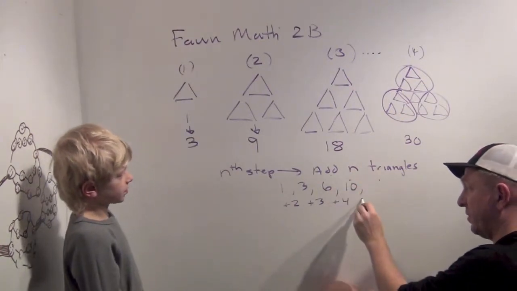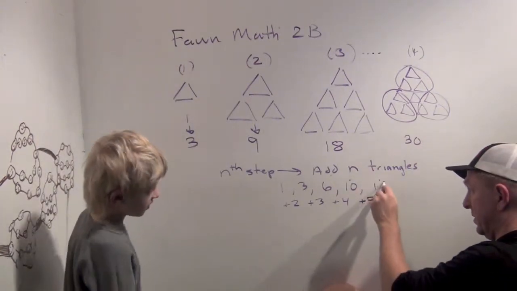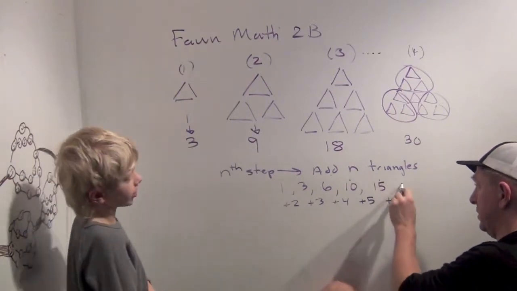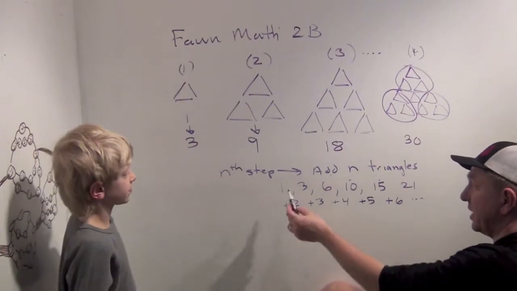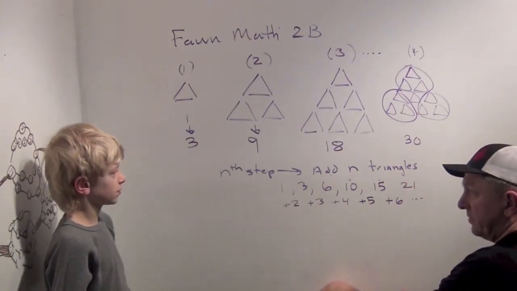So this is the fourth step, so we would add plus 5, and where would we end up? 15. Okay. Then plus 6. 21. Okay. Plus 7. Good job. So now you're understanding how you walk down here. Yeah. But can we figure out a formula for it?